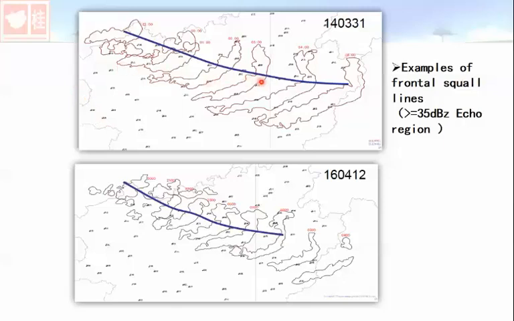And this is the path diagram of the frontal squall line. More than 80% of the squall lines move in accordance with such a path. Different cases of squall line have different lengths, but they all evolve from line convection to bow echo squall line.